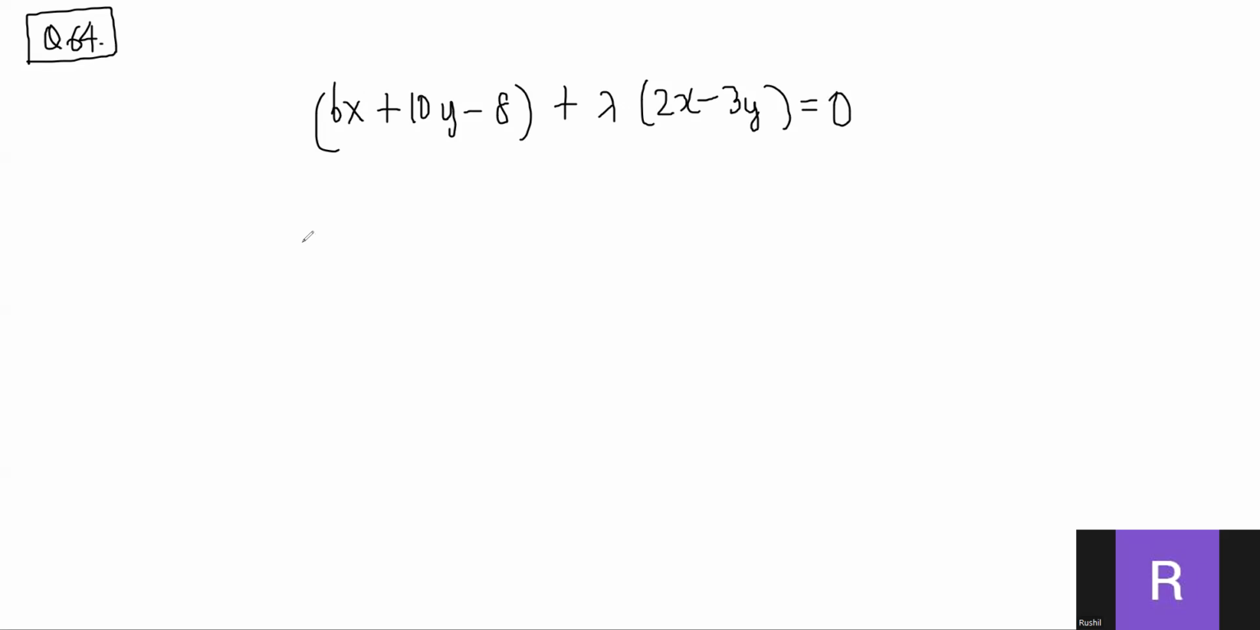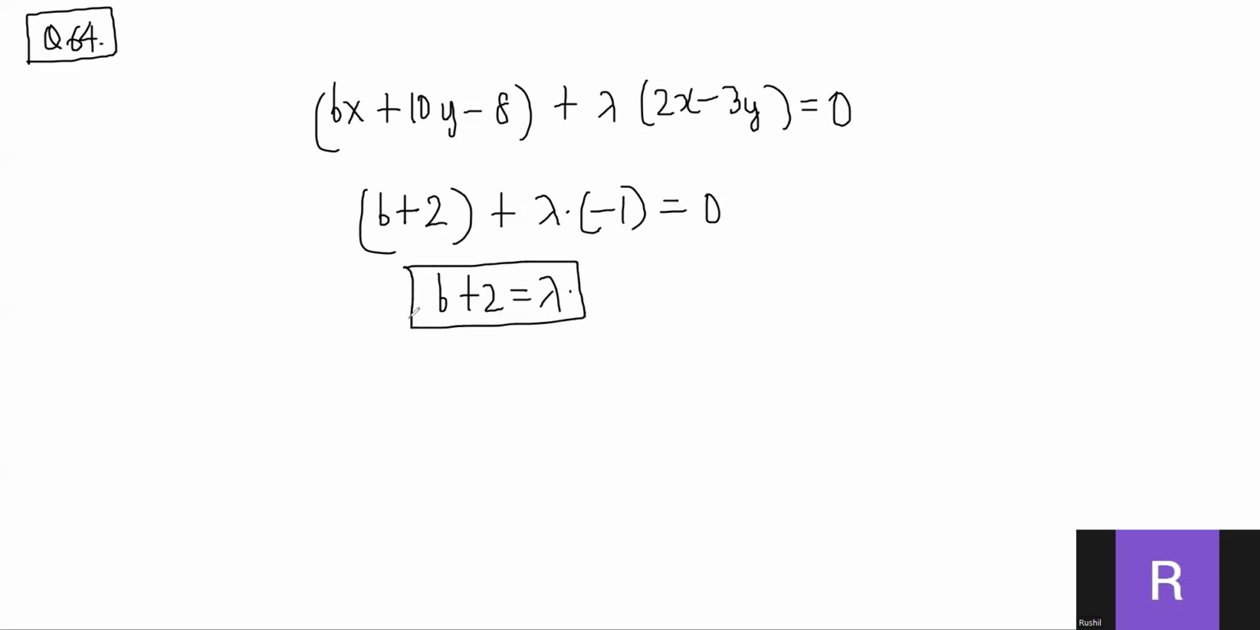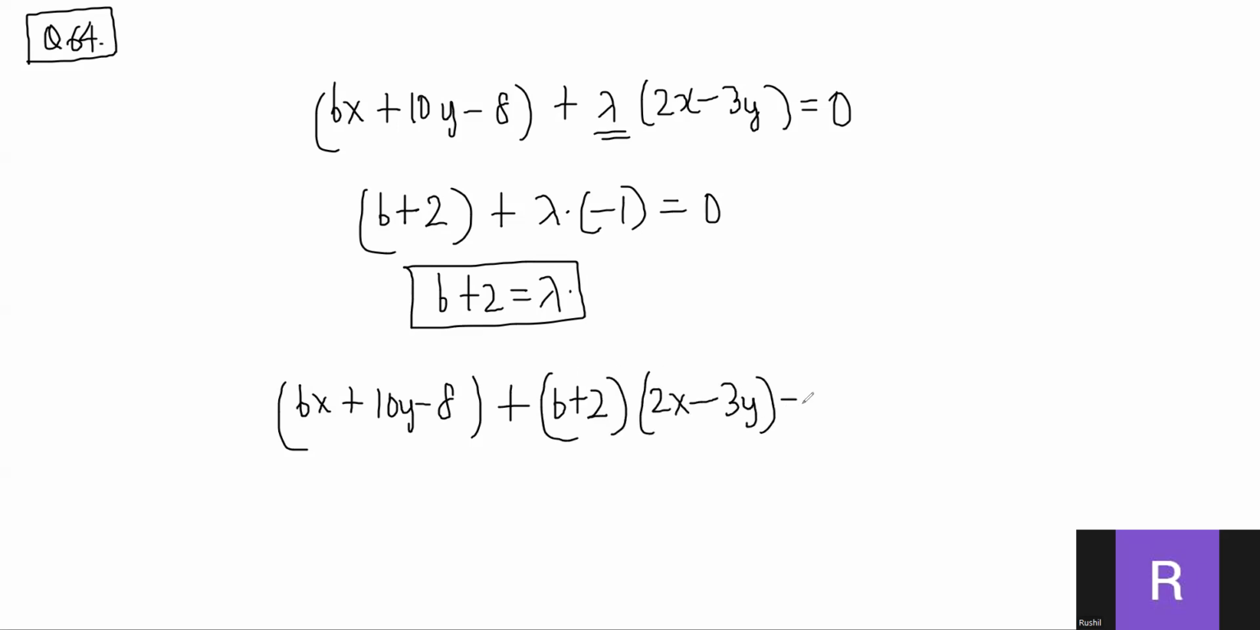This line also passes through (1, 1). Now you can put (1, 1) and you will get b plus 2 plus lambda into minus 1 is 0. So b plus 2 is equal to lambda, right? So now I'll remove lambda and I'll say it is bx plus 10y minus 8 plus (b plus 2) into (2x minus 3y) is equal to 0.